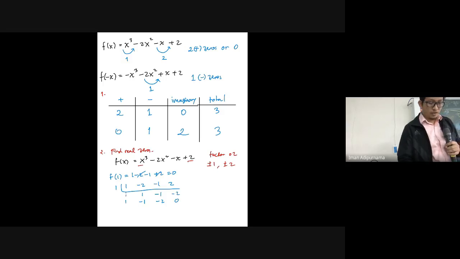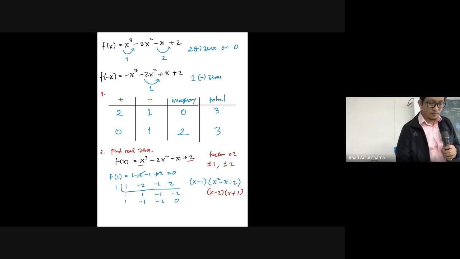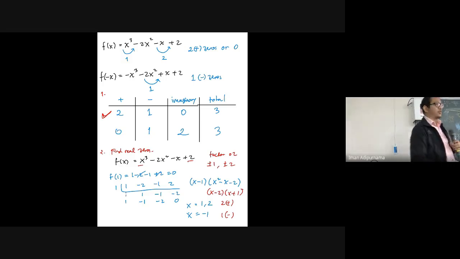So you have x minus 1, times x squared minus 1 minus x. Sorry. And can you factorize this one? x minus 2, x plus 1. Okay, I got all the zeros. So let's see, x is 1 and 2, and x also is negative 1. So 2 positive zeros and 1 negative zero. This is a possible root. So this is correct.